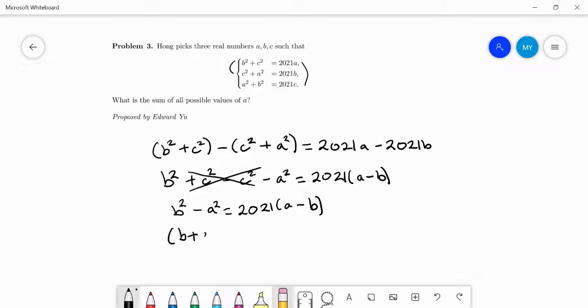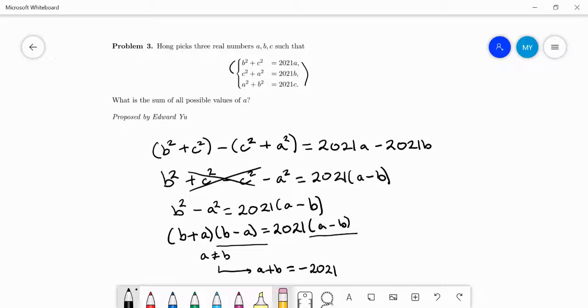We can factor the difference of squares just like we planned. We have that b minus a times b plus a is equal to 2021 times a minus b. And right here, we should be really happy because we notice that we have an a minus b here and a b minus a here. So that means if a is not equal to b, we can cancel this out to just get a plus b equals negative 2021.